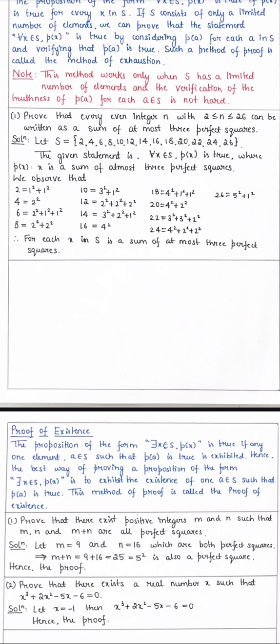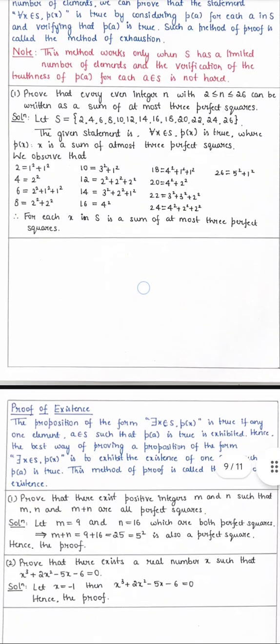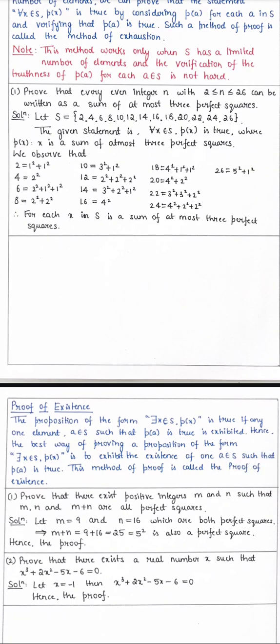Let us consider the even integers, that is 2, 4, 6, 8 and so on. So the given statement is: for every x belongs to S, p(x) is true, where p(x) is given as x is the sum of at most 3 perfect squares.